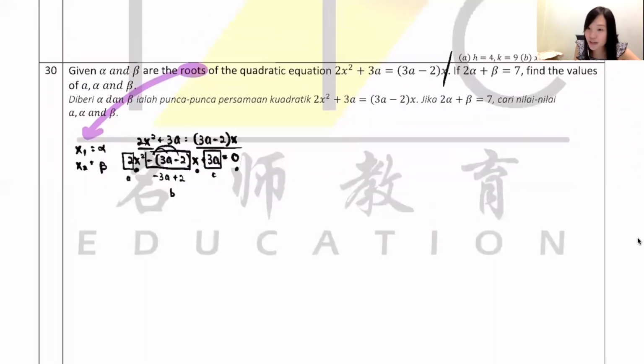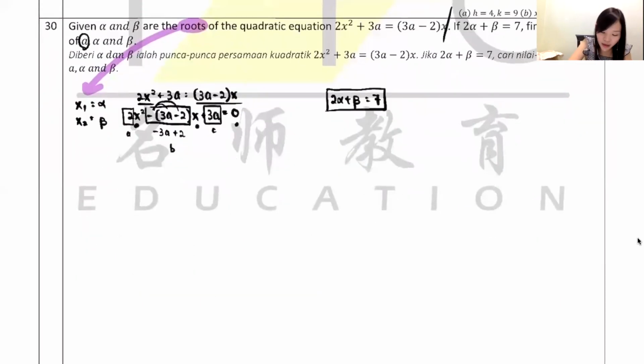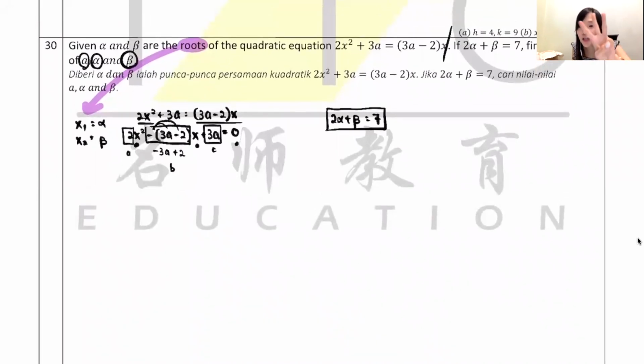So guys, I continue to read the question first. If 2 alpha plus beta equals 7, this question will ask me to find the value for a, alpha, and beta. Whoa, how many unknowns do they want you to find? 3 unknowns. How many equations must you have? 3. So guys, if they want to find 2 unknowns, you must have 2 pieces of information. 3 unknowns, you must have 3 pieces of information. Doable one, don't scare, okay?